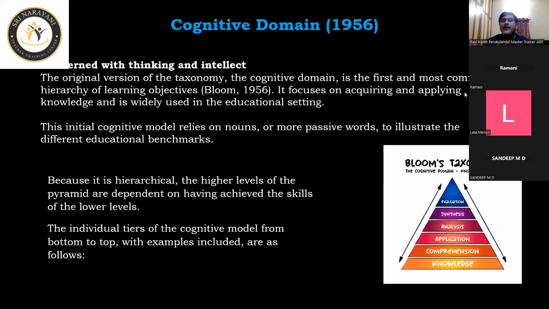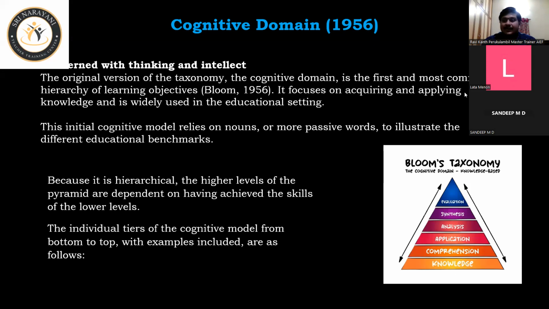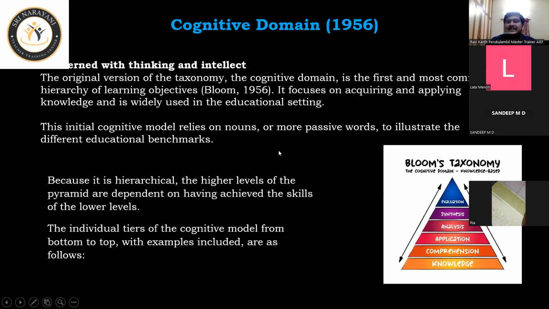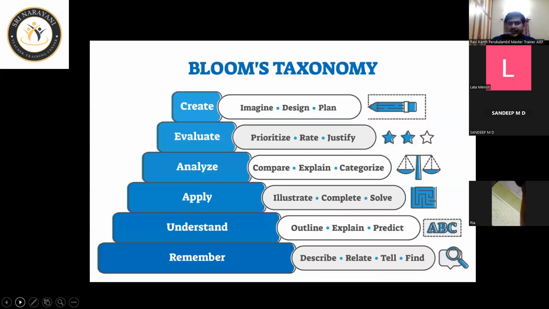While they are framing the questions also, most of the teachers are very impatient, so they start asking questions from the application level, analysis level, and finally the creative level also, though few people ask that. But the thing is that it is very much important. First, we see to it that the child is into the knowledge level and then the comprehension level. These first two steps are very much important. And then we have to move on to the other levels and ask questions based upon them. The individual tiers of the cognitive model from bottom to top, with examples included, are as follows. Now, let us observe each level of this cognitive domain clearly.